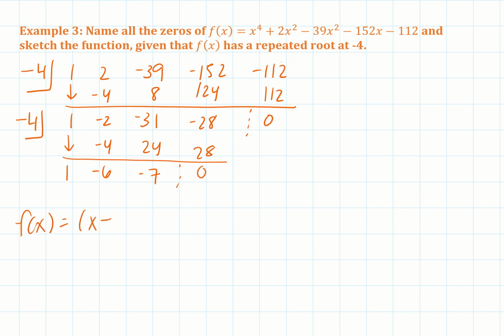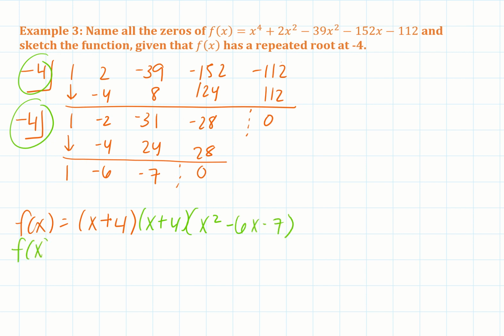So f of x is equal to x plus 4, because of this synthetic division, times x plus 4, because again we were able to divide using negative 4 as a root, times our leftover, x squared minus 6x minus 7. Lucky for us, this factors nicely. I'm just going to wind these two up. This is the same thing as x plus 4 squared. I'm going to factor x squared minus 6x minus 7 into x minus 7 times x plus 1.